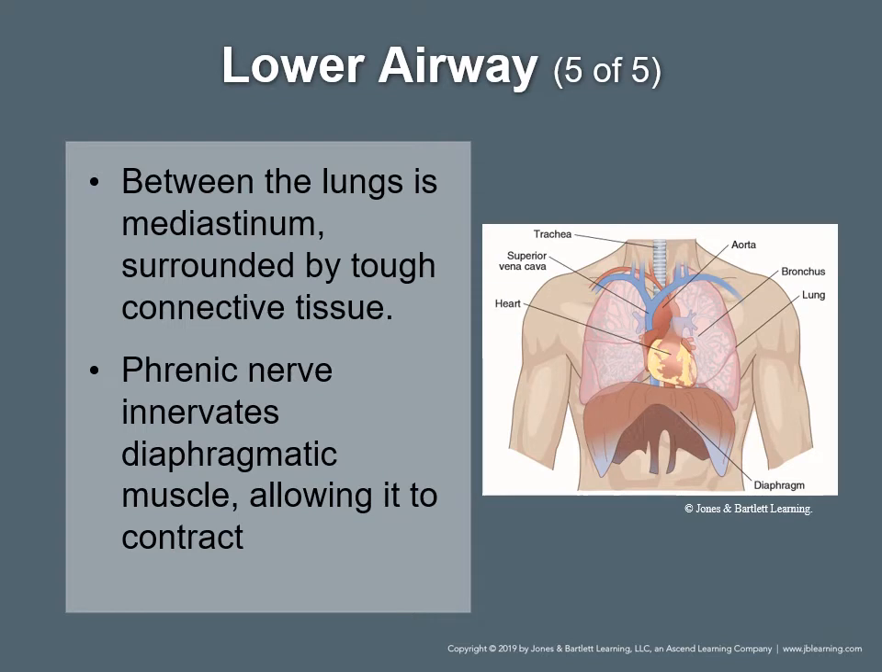Between the lungs is a space called the mediastinum, which is surrounded by tough connective tissue. This contains the heart, the great vessels, the esophagus, the trachea, the major bronchi, and many nerves. The phrenic nerve innervates the diaphragmatic muscle, allowing it to contract.